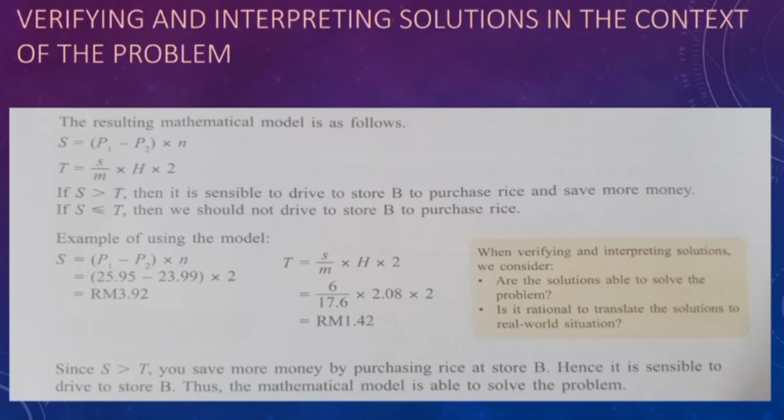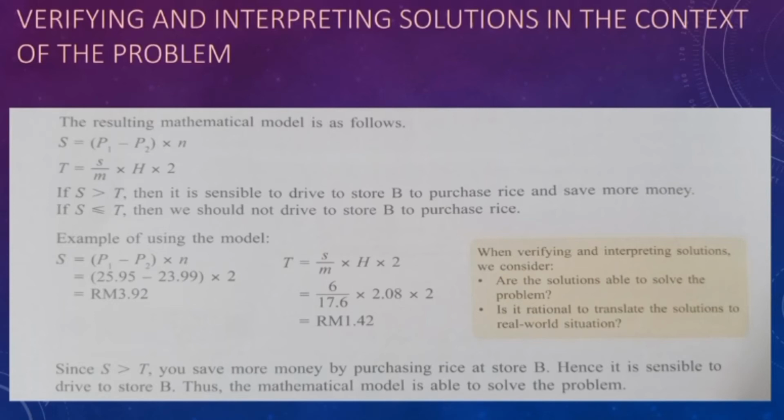Verifying and interpreting the solution in the context of the problem. The resulting mathematical model is as follows. If S is bigger than T, then it is sensible to drive to store B to purchase rice and save more money. If S is smaller than or equal to T, then we should not drive to store B to purchase rice.